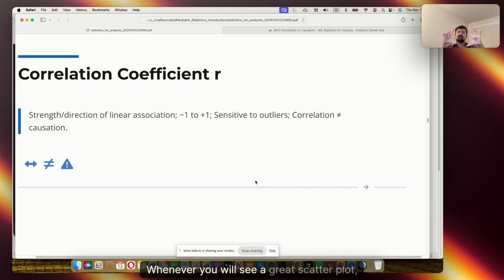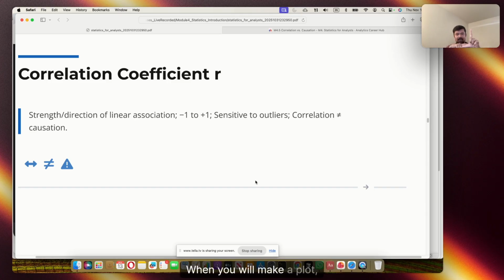Whenever you see a scatter plot, when people are trying to identify the association between two variables by doing bivariate analysis, they will always report the R value and R square value. What does that mean? This value varies from -1 to +1. The closer to one, the stronger the association, the stronger the correlation. If it is positive, then a strong positive association. If it is negative, a strong negative association. But these values are very sensitive to outliers.